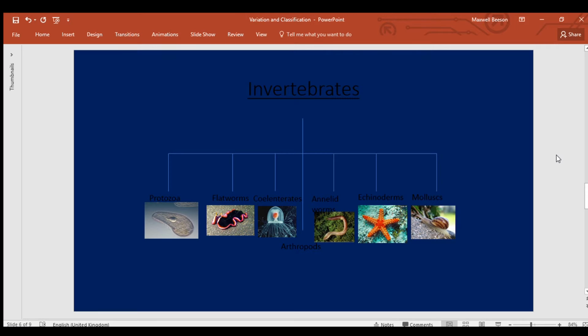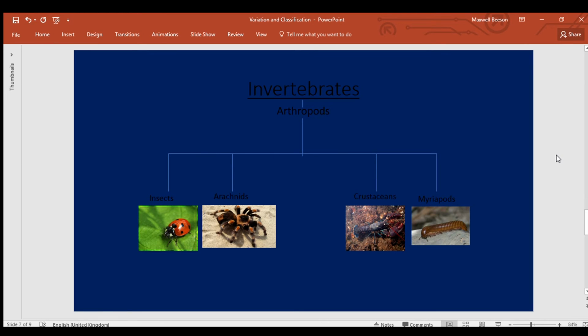Annelid worms are segmented worms like your common earthworm, garden worm. Echinoderms are things like starfish. And mollusks are things with a single muscular foot, like a snail, a slug, a squid, an octopus, that type of thing. And the 7th group is arthropods, which has 4 subgroups: insects, arachnids, crustaceans, and myriapods.